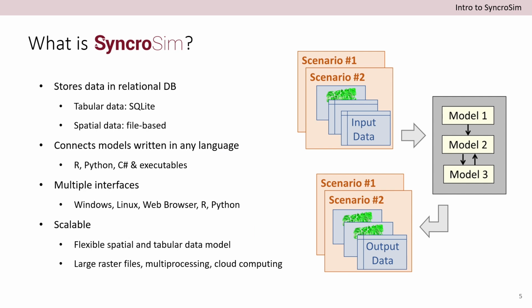SyncroSim provides a kind of relational database that will store your model inputs and outputs, and these can be both tabular and spatial. And it has this infrastructure to be able to generate these model data pipelines. So being able to connect a series of models together, and we're going to provide 2 examples of that today.